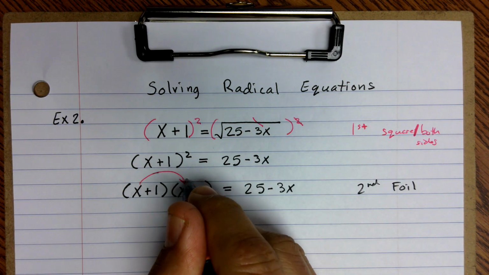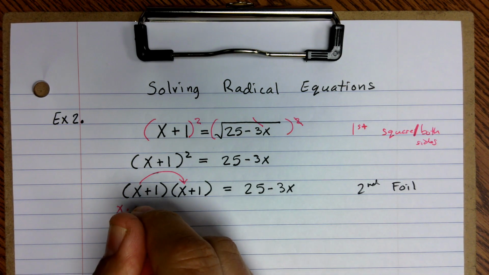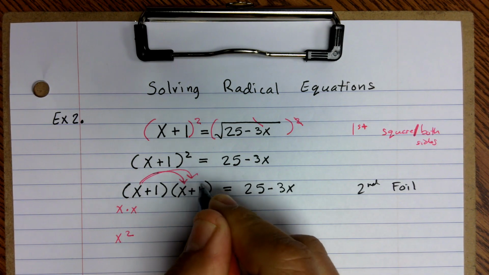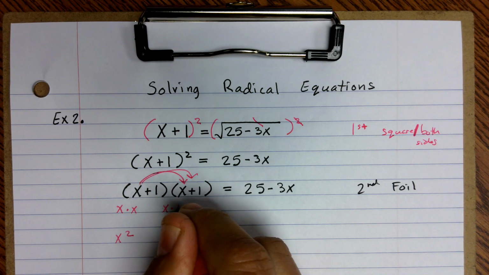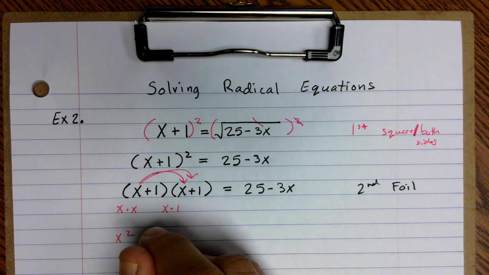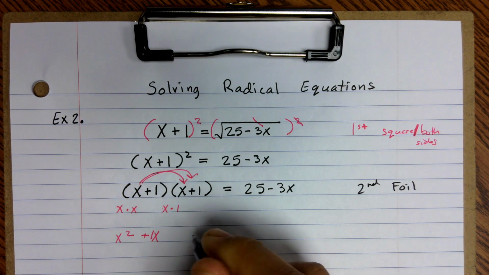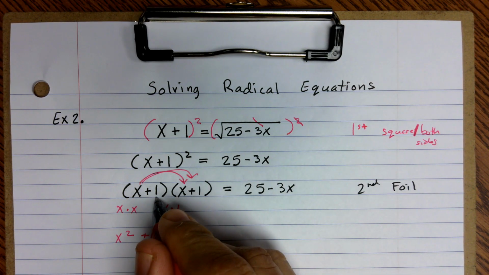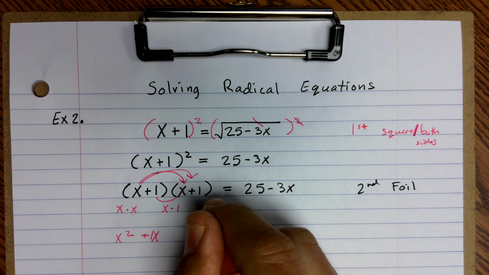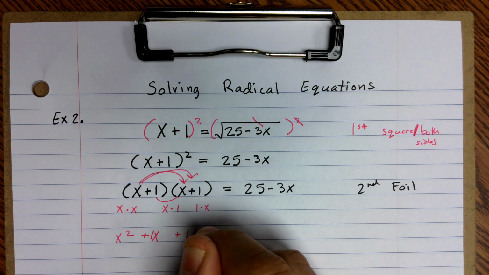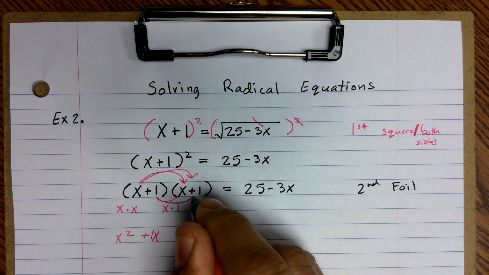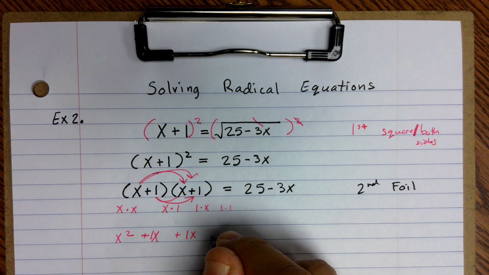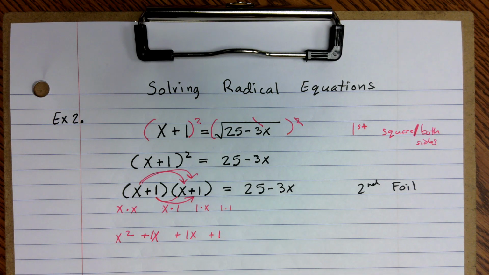So we simply have x times x, and that's going to give me x squared. Then we have x times 1, which would just give me positive 1x. And then we're going to do the inner, which is 1 times x. It's going to give me another 1x. And the last, right, 1 times 1, which would just give me positive 1.